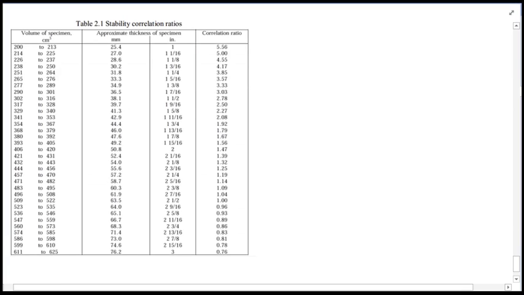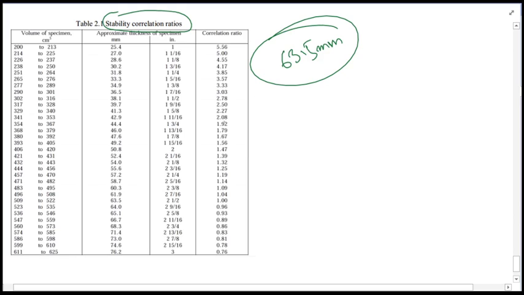So this is the table which we are dealing with. In this table you can see that the stability correction ratios are there. So if you are using exactly 63.5 millimeter height for the specimen, then you will not have to apply any correction ratio, as you can see here, 1 for 63.5 millimeter or 2.5 inch, so no correction factor.